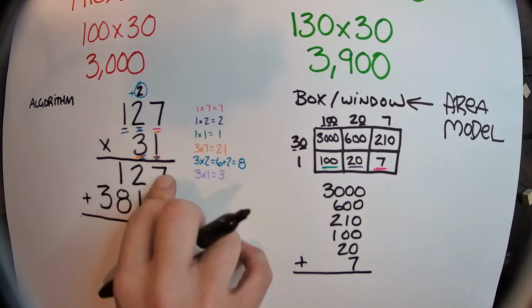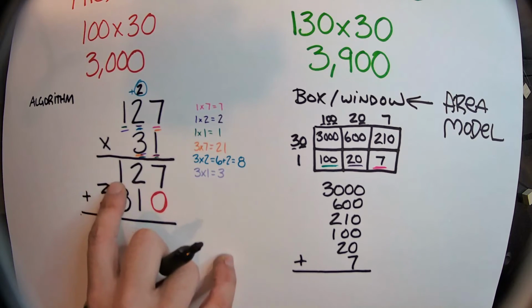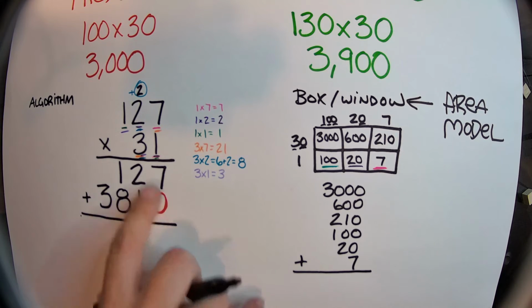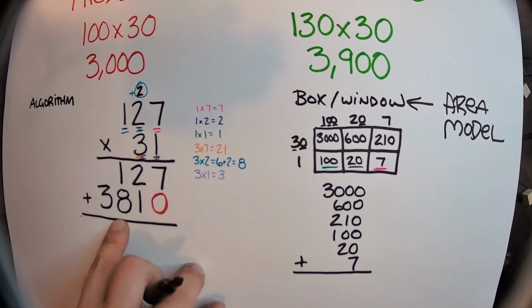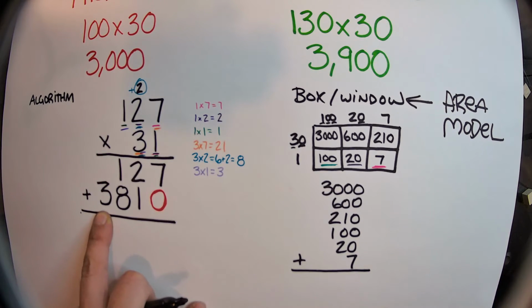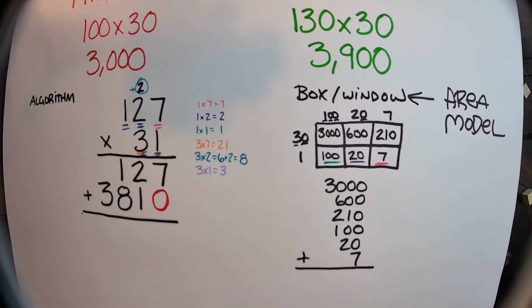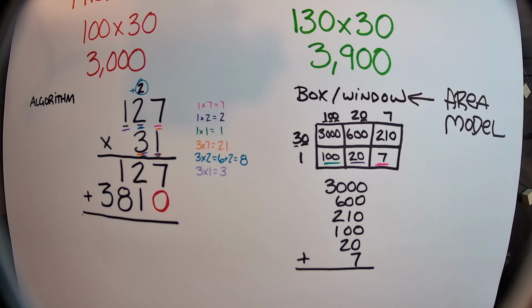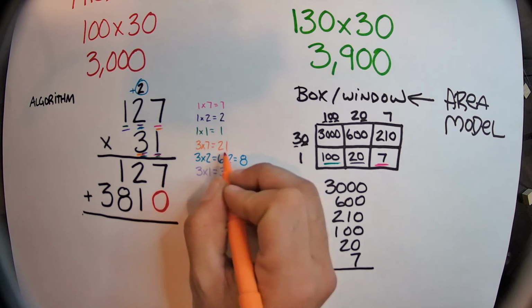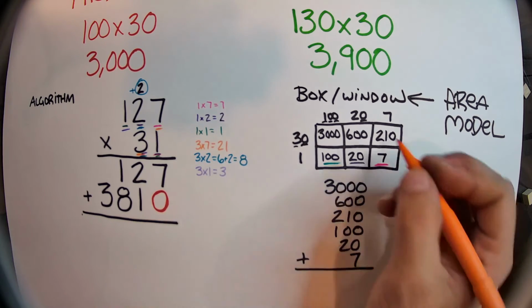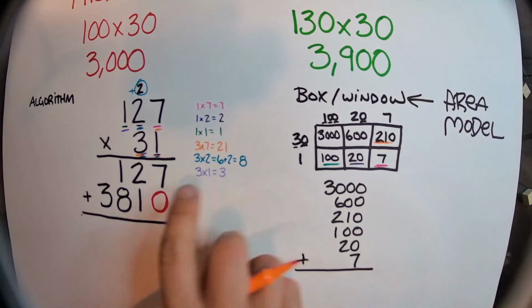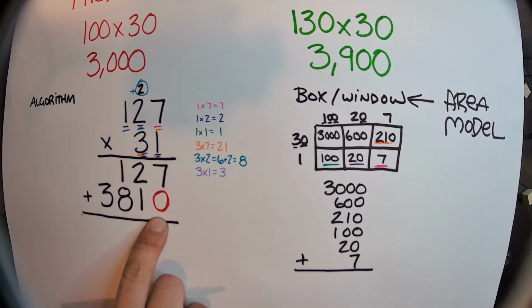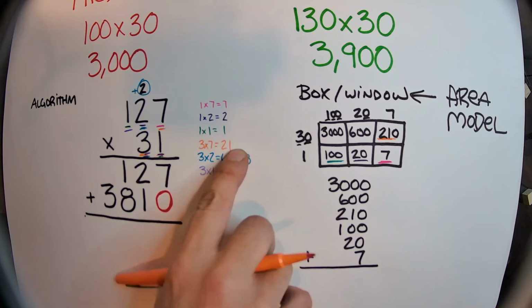So 1 times 7, 7. 1 times 2, 2. 1 times 1, 1. Then we did our second line, ones place, 0. 3 times 7 was 21, carried the 2. 3 times 2 is 6, plus 2 is 8. 3 times 1 is 3. All right, now once again, we have a situation that we can see. Here, 3 times 7 was 21, right? 3 times 7 was actually 30 times 7. There's your 21. It was 210, right? Because of the 0 in the ones place, if you put a 0 right there, that's 210.